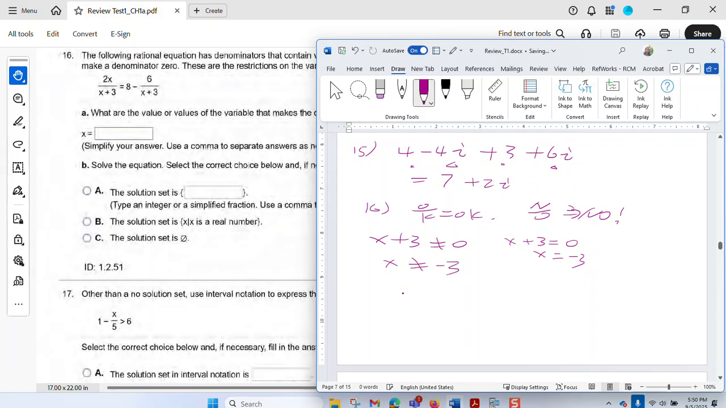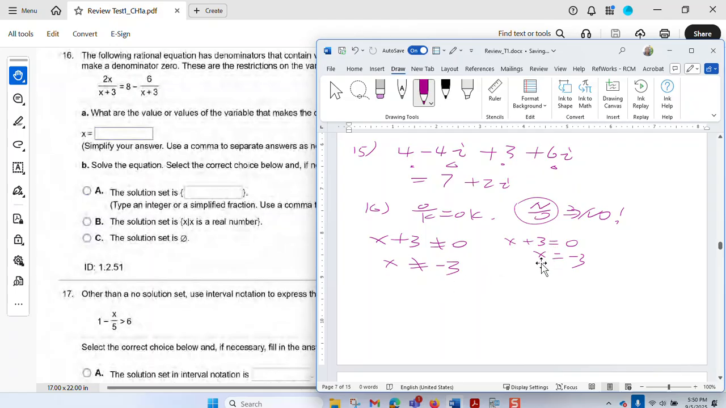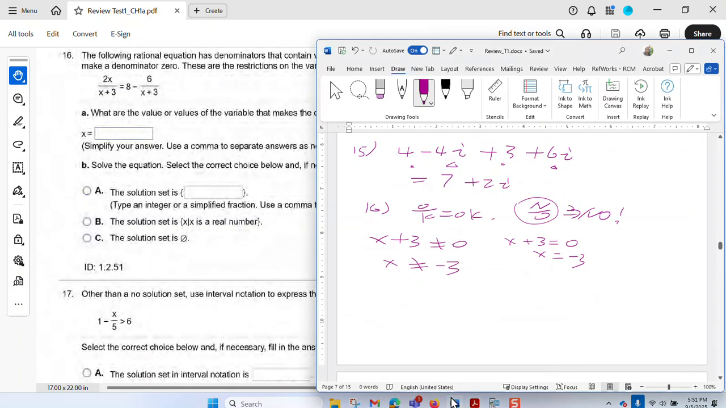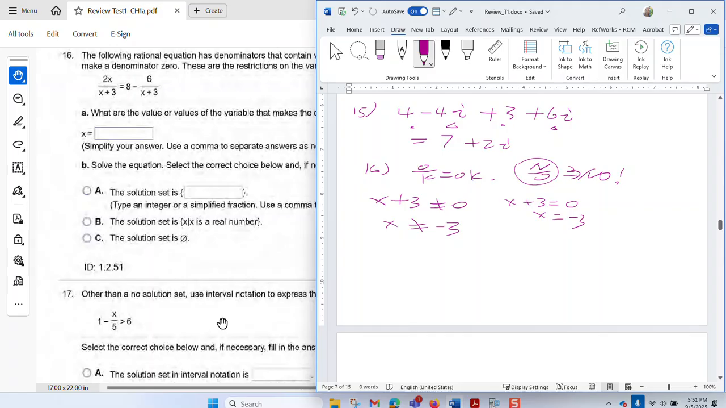Okay, so the value of the variable that will make the denominator 0 is x equal to negative 3. All right, and we're going to solve this equation. How do you solve this equation here? Like I say, we usually say if you don't like the fraction, let's get rid of the fraction, right?